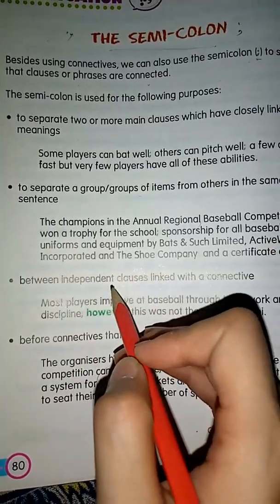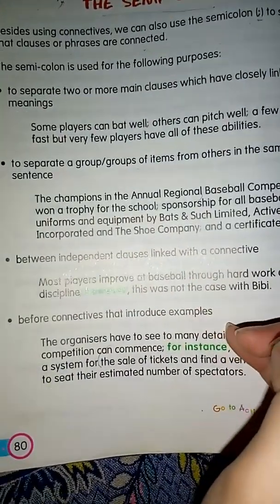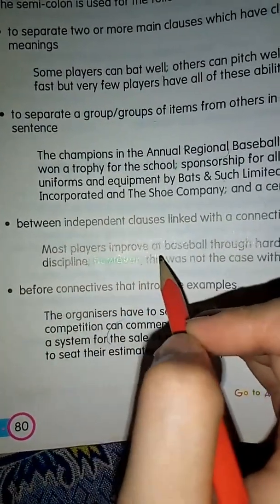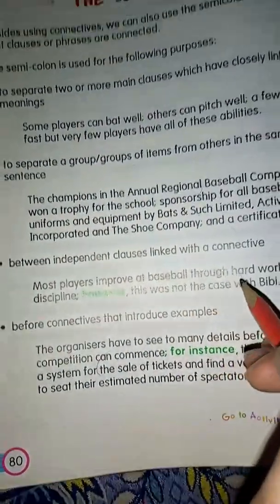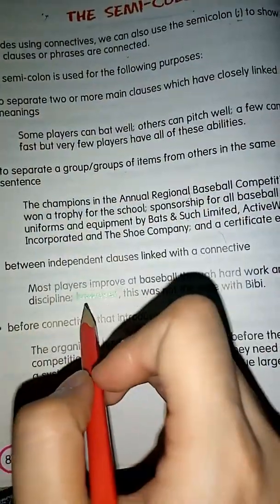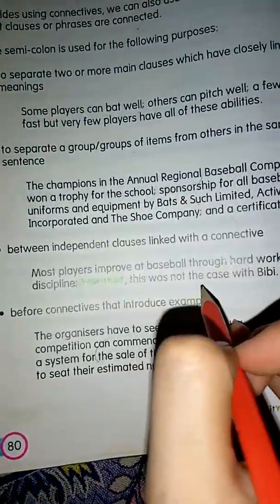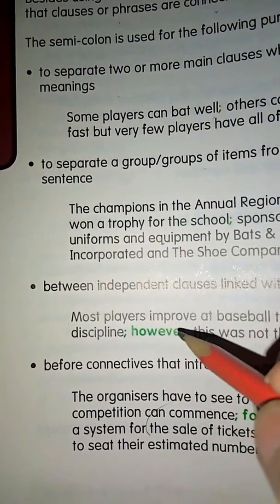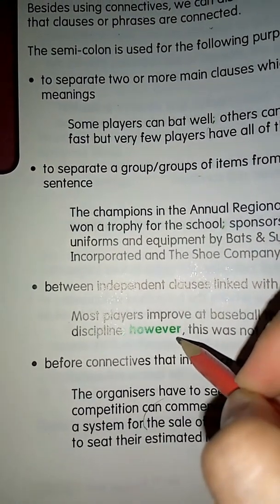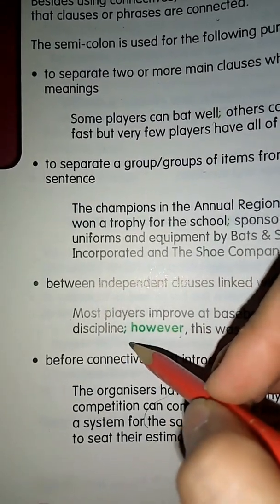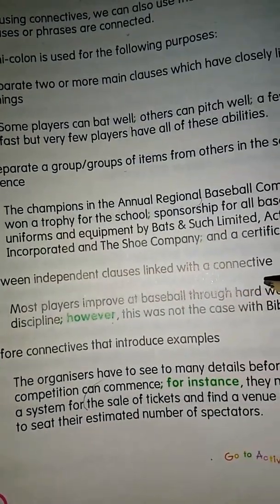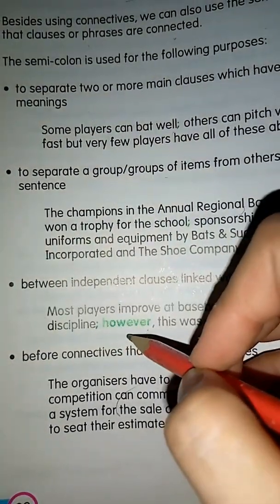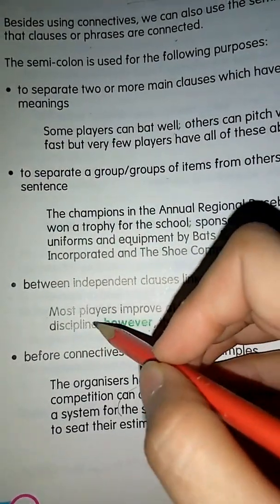And then between independent clauses linked with a connective. Most players improve at baseball through hard work and discipline; however, this was not the case with BB. So before this connective, we use the semicolon between independent clauses linked with a connective.